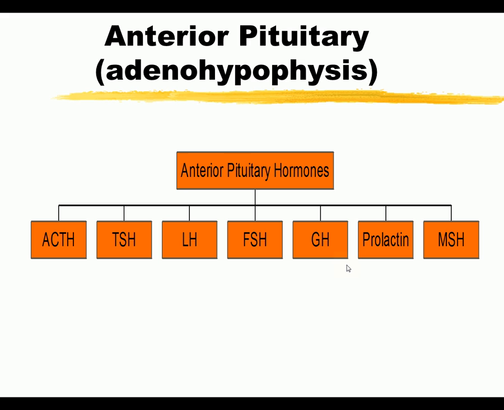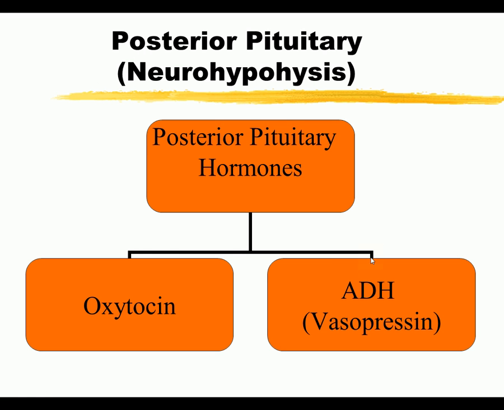So the anterior pituitary secretes 70% of the hormones. The posterior pituitary, which we'll talk about in a little bit, secretes only 20 to 30% of the hormones of the pituitary. The posterior pituitary secretes 2: oxytocin and ADH, and we are mainly going to be concentrating on ADH disorders.